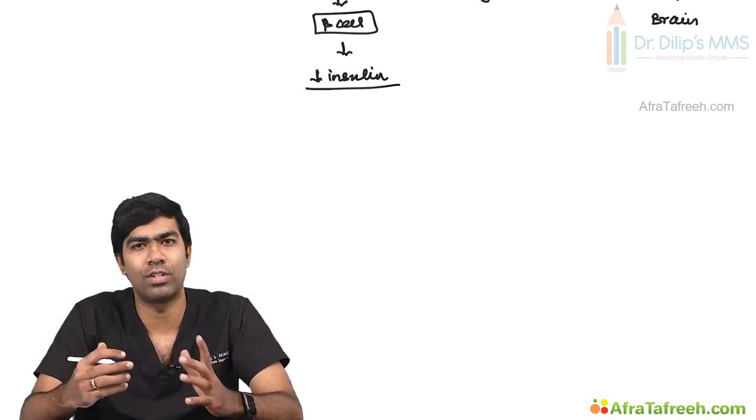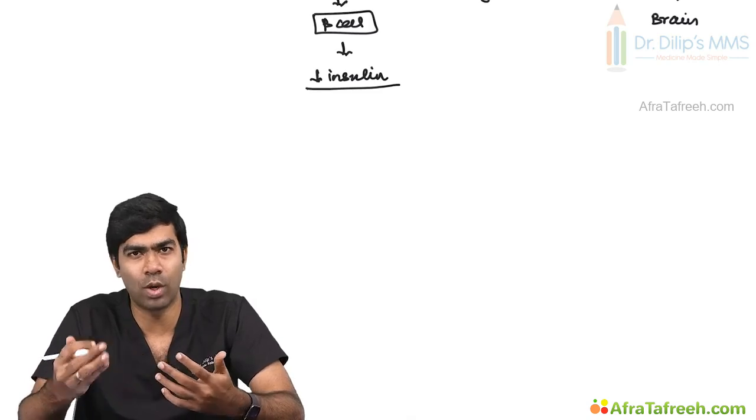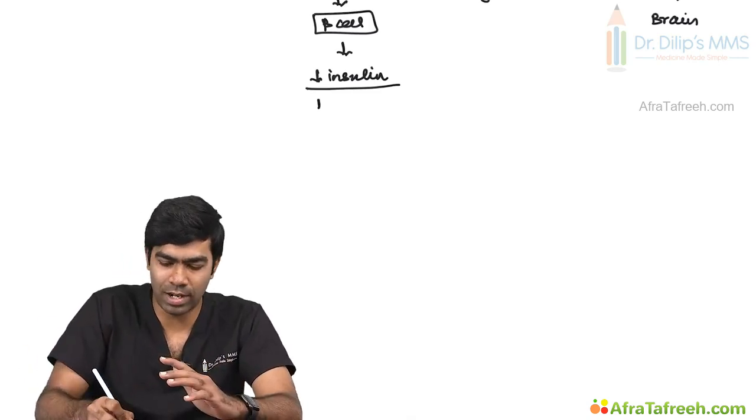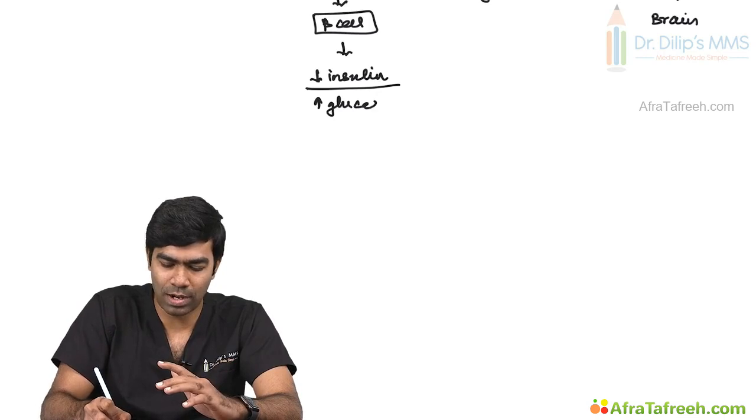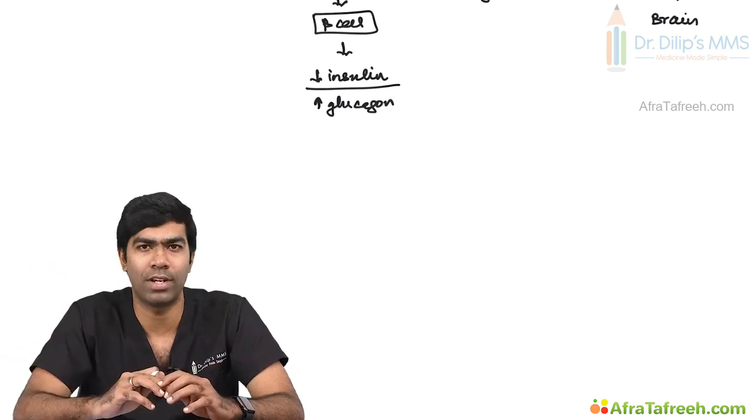cells, because insulin and glucagon are considered to be sort of antagonists to each other. So whenever there is low insulin, that's going to reflexly trigger the production of glucagon from the alpha cells. So low insulin, you will have high glucagon. When you have high insulin, you will automatically have low glucagon.